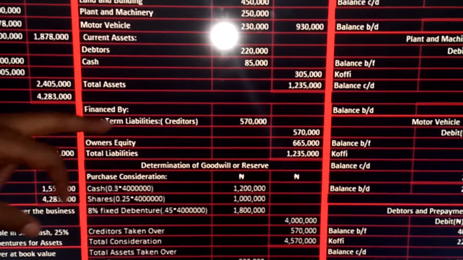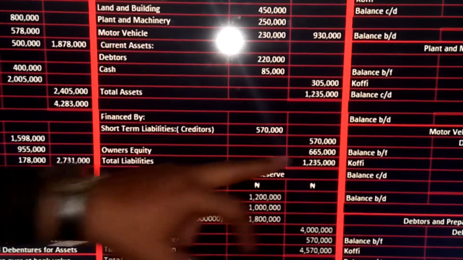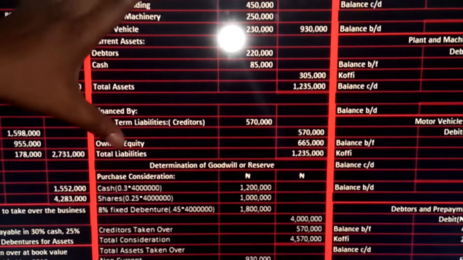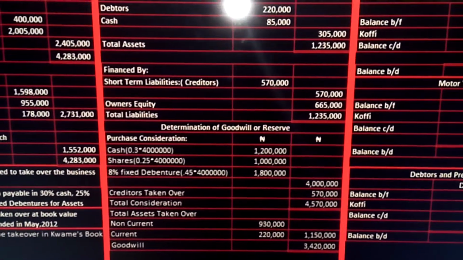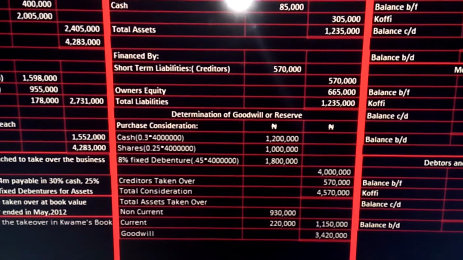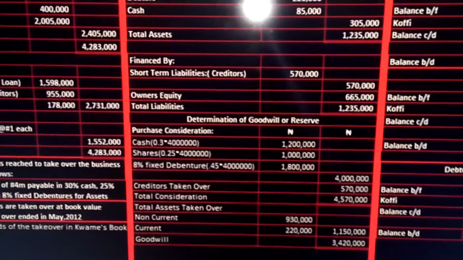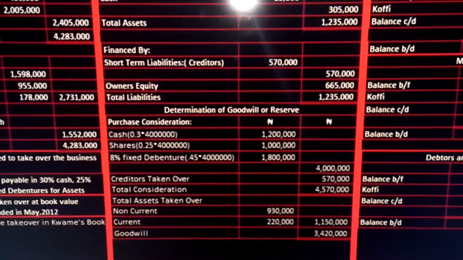Short-term liability here is 570,000. That's it. Owner's equity is 665,000. So we have 1,235,000. Now this is the balance sheet of Kofi. So now we are saying that Kwame wants to take over the assets and liabilities of what? Of Kofi. Now they've given us the purchase consideration, which Kwame paid for Kofi. So with that, we should be able to determine the goodwill or the reserve. What is goodwill?